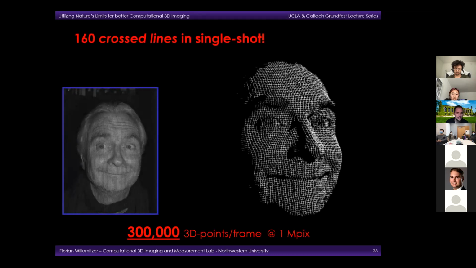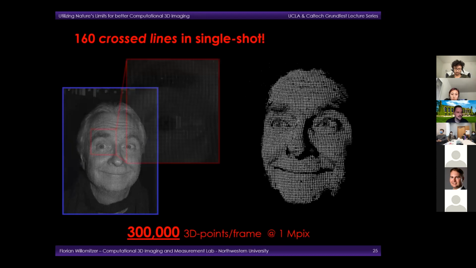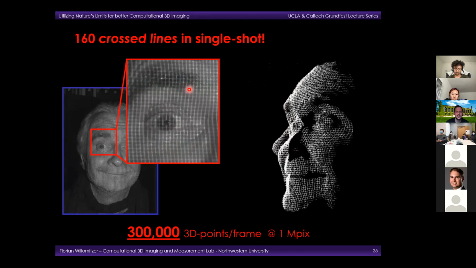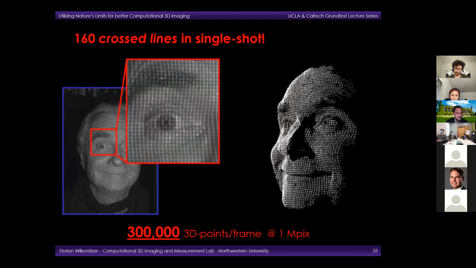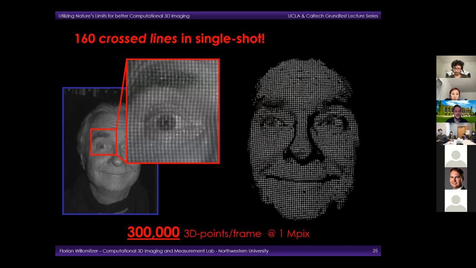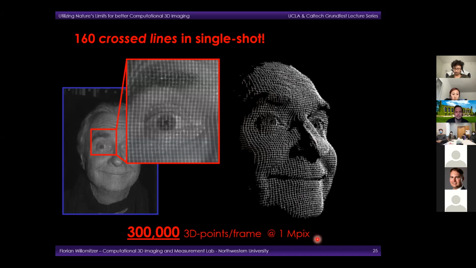And this is then how such a 3D model with a crossed line pattern looks like. In this zoom-in window, you actually see how densely the object is sampled here. Each point that you see here is an individually measured 3D point. And with this, we can acquire nearly a third of a million independent 3D points in each 1 megapixel single shot.